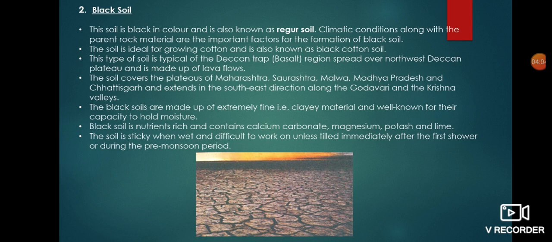The soil covers the plateaus of Maharashtra, Saurashtra, Malwa, Madhya Pradesh and Chhattisgarh and extends in the southeast direction along the Godavari and Krishna valleys also. The black soils are made up of extremely fine clay material and are well known for their capacity to hold moisture. Black soil is rich in nutrients and contains calcium carbonate, magnesium, potash and lime. The soil is sticky when wet and difficult to work on unless tilled immediately after the first shower or during the pre-monsoon period.